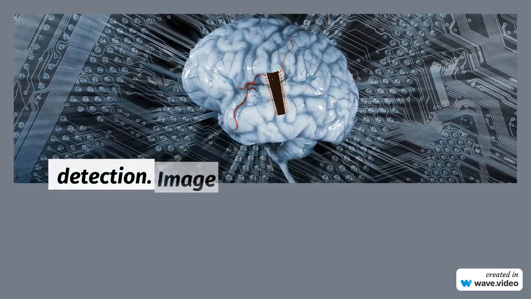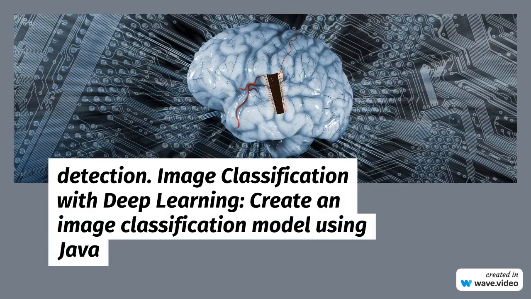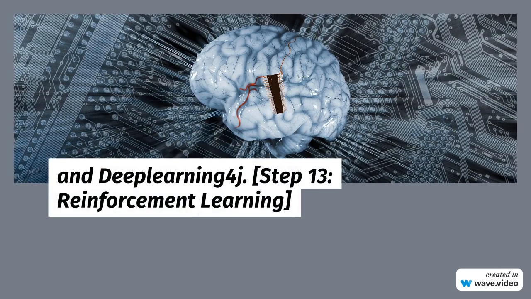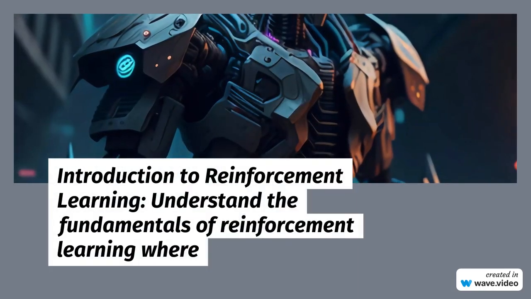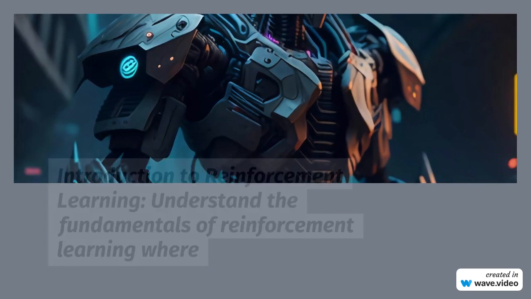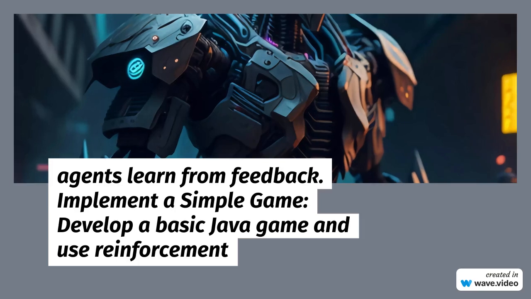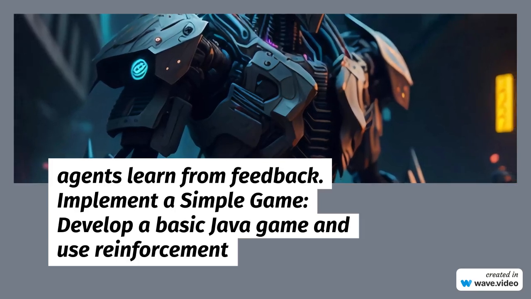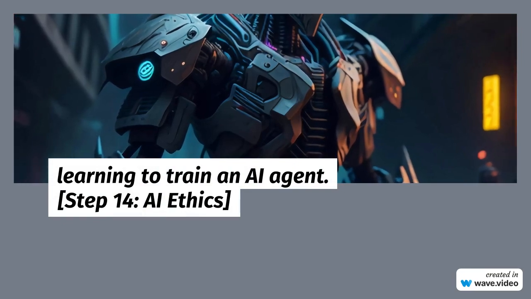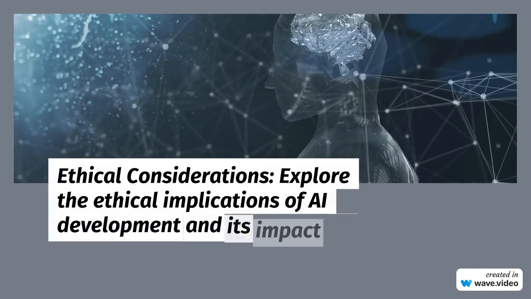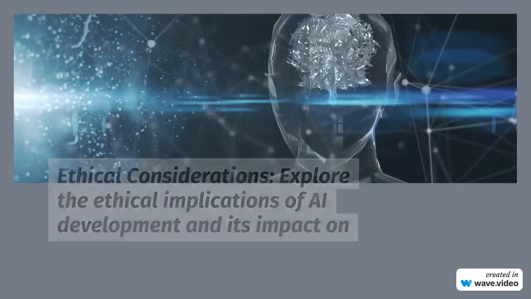Step 9: Evaluation metrics. Accuracy, precision, and recall: understand essential evaluation metrics to assess the performance of AI models. Cross-validation: implement cross-validation techniques to ensure unbiased evaluation. Step 10: Deep learning and neural networks. Introduction to deep learning: explore the basics of deep learning and its role in modern AI applications.